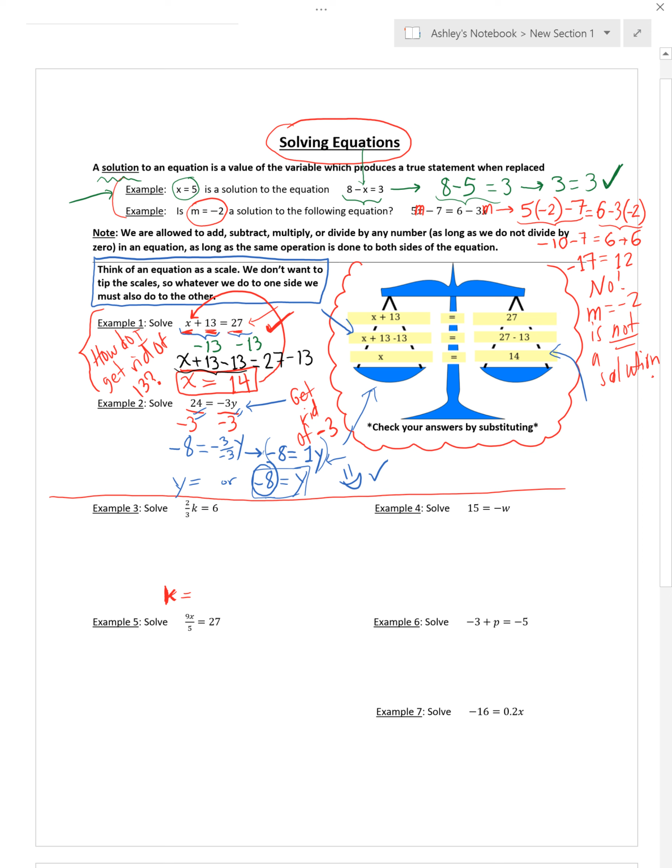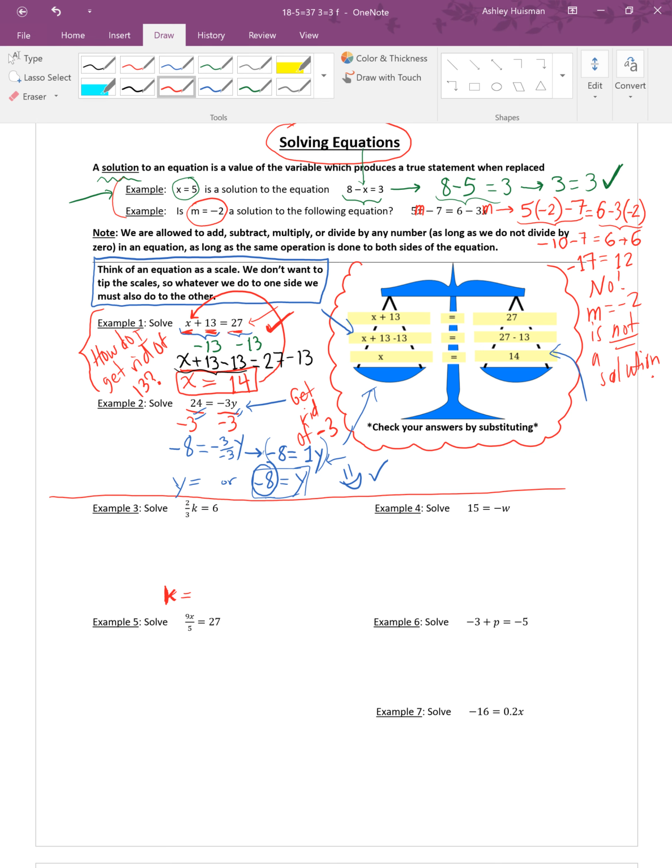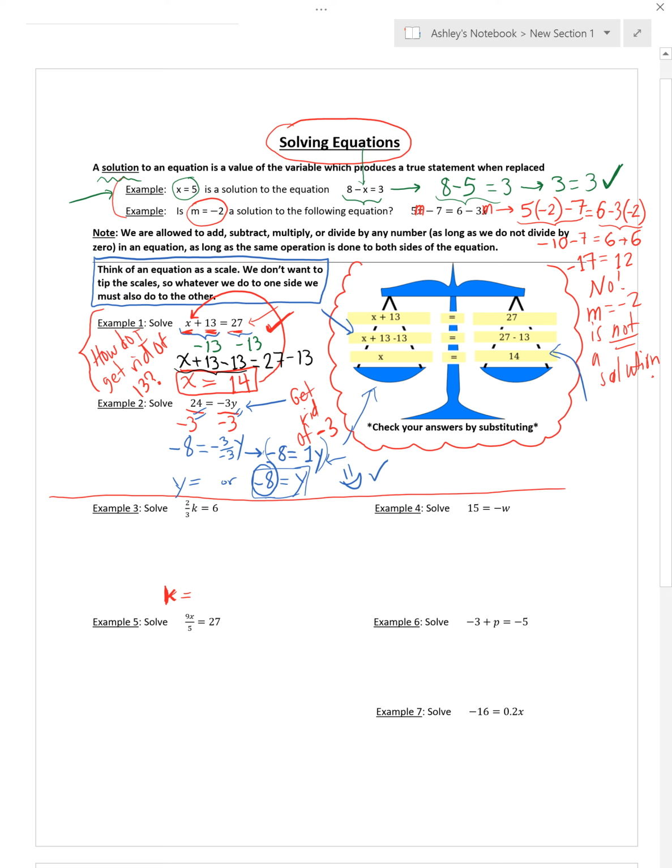Now I've got to think, what's preventing k from being by itself? It's the 2/3. What's the operation between 2/3 and k? I guess it's multiplication, right? So what's the opposite of multiplication? It's division. So I think what I'll do is divide both sides by 2/3.